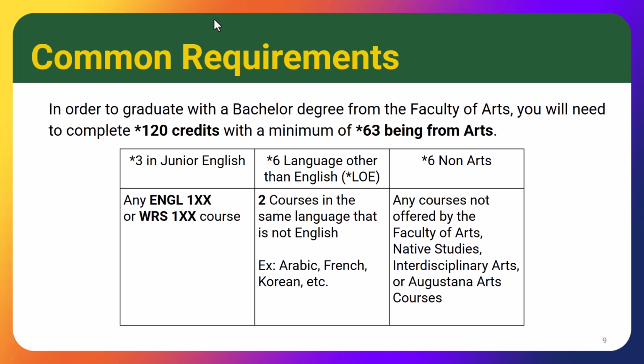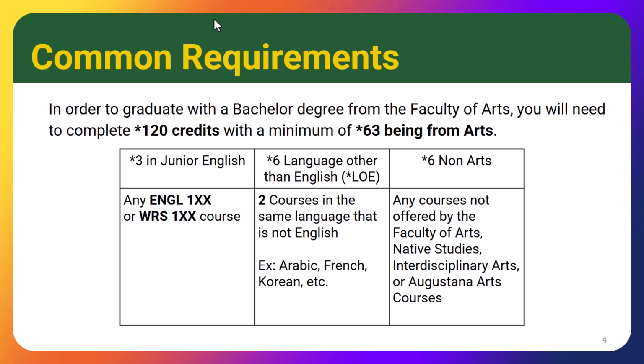Within those credits, you must complete 3 credits in a junior English or writer studies course. This is compulsory because every student must know how to write academically at the university level, and these intro-level courses will introduce you into basically the process of doing that and ensuring that you are good to write at a certain level for your higher level courses.